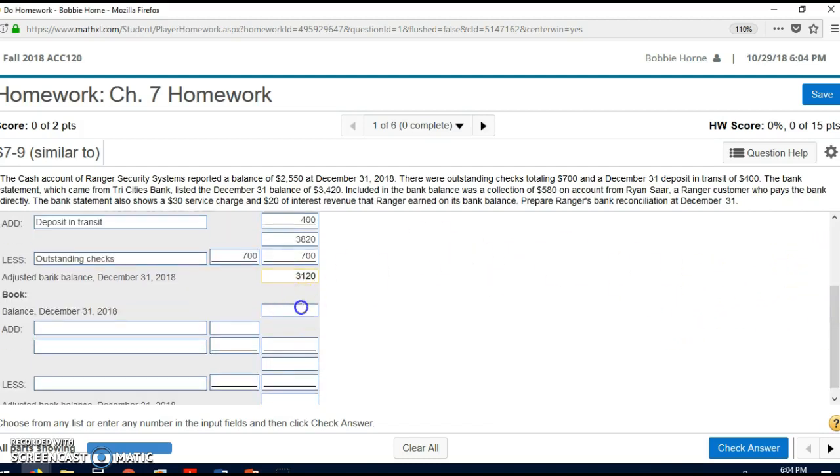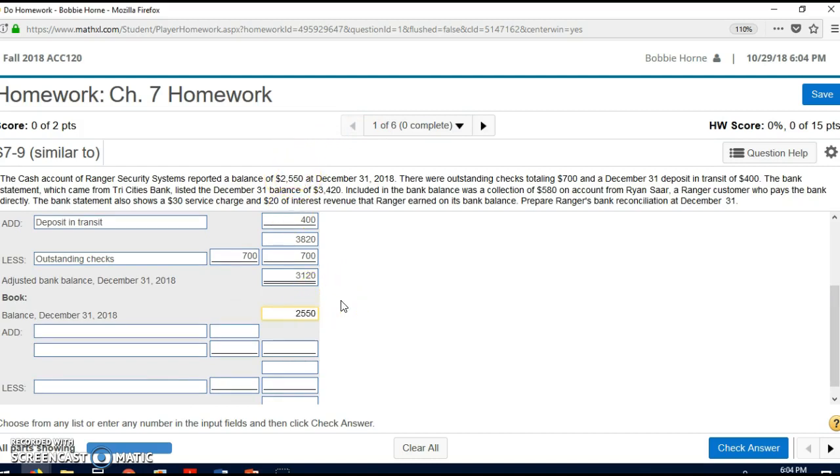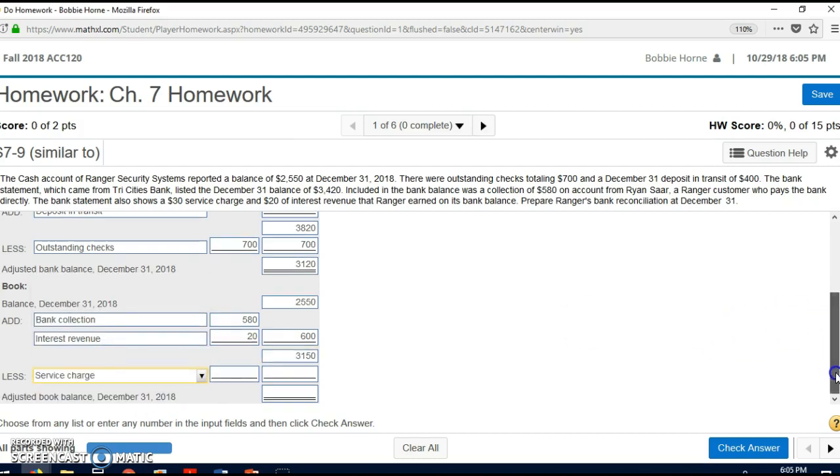And then for the book side, we have a book balance that tells us above of $25.50. And it says that the bank collected $580 on account from a customer of ours. So we need to add the bank collection of $580. And then there's some interest revenue that we made off of our balance in our bank. Some interest, $20. So our total amount to add to our cash balance would be $31.50, less. We have a service charge of $30. So we would subtract that, and that would give us $31.20.